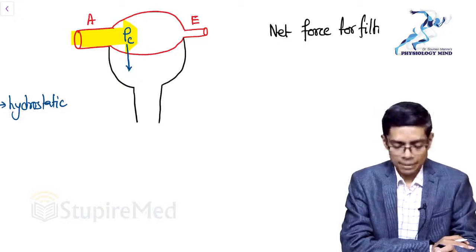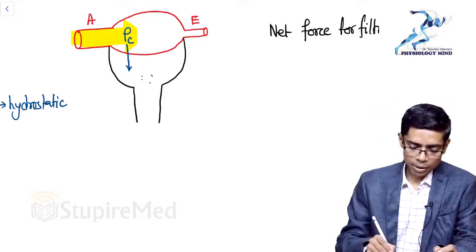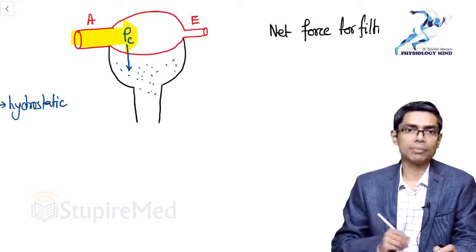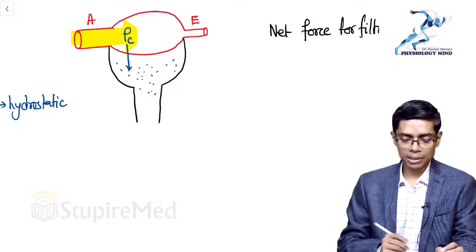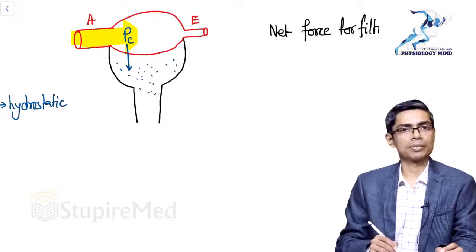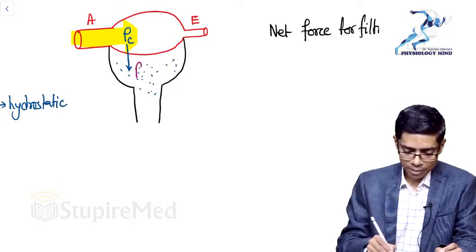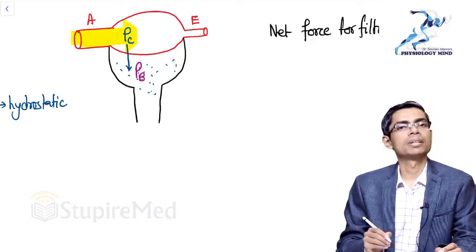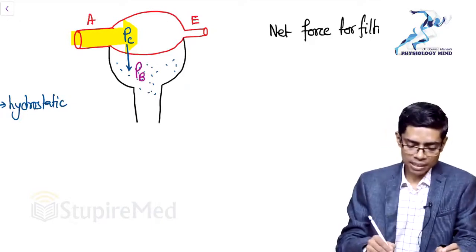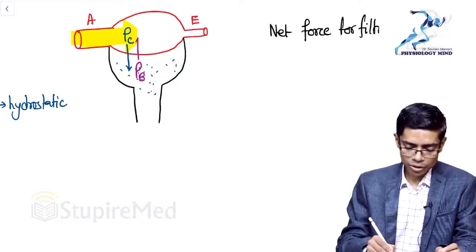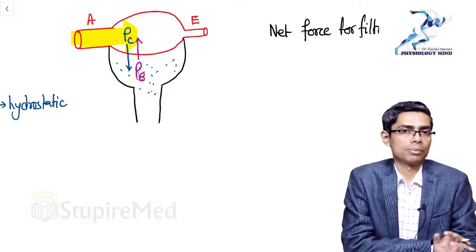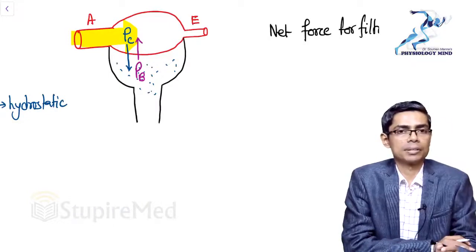Similarly, this Bowman's capsule will also have some water because continuous filtration is going on. Whenever there is water, it will also have hydrostatic pressure. So this is PB, P for hydrostatic pressure, B stands for Bowman's capsule. What the hydrostatic pressure of Bowman's capsule will do, it will try to push the fluid into the capillary again. Okay. So both forces act opposite to each other.